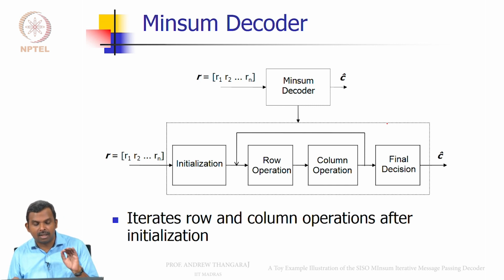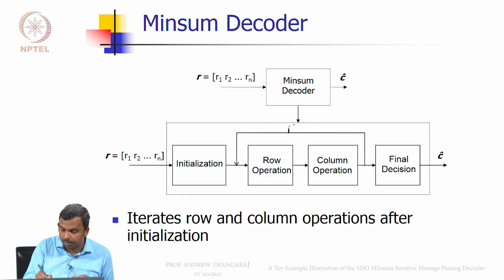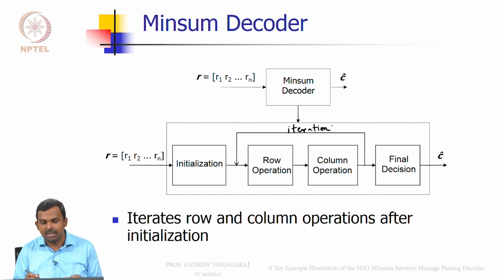You have the received vector R1 to Rn entering your min-sum decoder, and it will put out an estimate for the codeword, C cap. Now, R enters this, there is an initialization which may involve some quantization, whatever you may use, or it might go into the parity check matrix in some way, or the Tanner graph in some way, and then you have a row operation, a column operation, and then iteration. This is the iteration step. You can do as many iterations as you want.